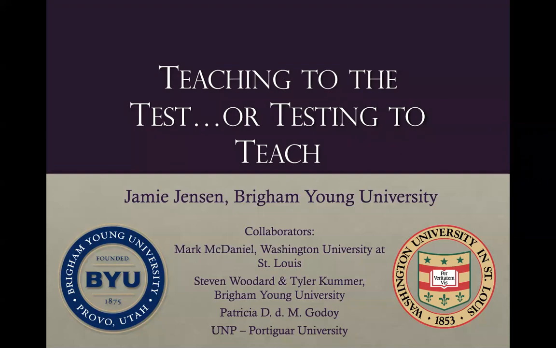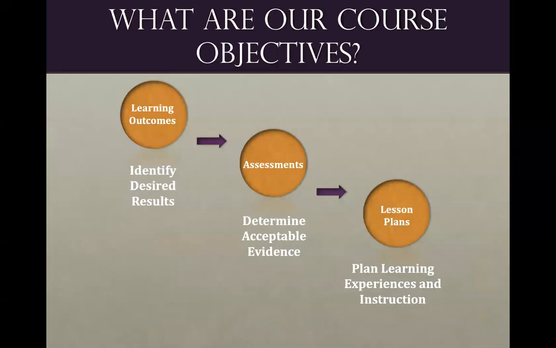Okay, so as we're designing classes, we are all probably familiar with backwards design. So this is looking at learning outcomes. What do we really want the students to be able to do by the time we're done with the class? And from those learning outcomes, we design assessments to determine what acceptable evidence would tell us that we've met our learning outcomes. And then from there, we should plan our learning experiences for the students in the classroom. And sometimes those assessments sort of take a back seat to all the rest of the things that we're doing. And maybe that's my question, is that important?